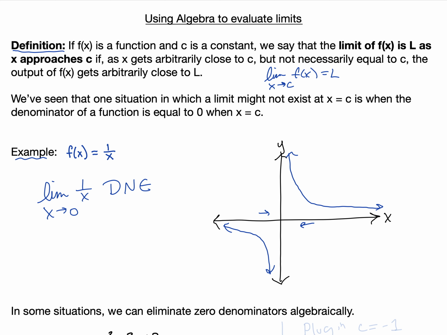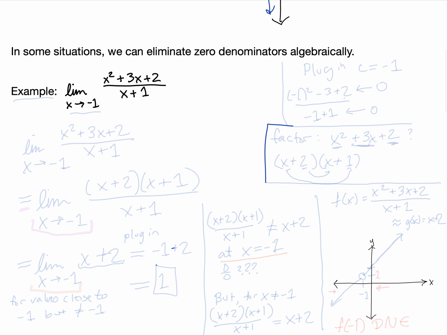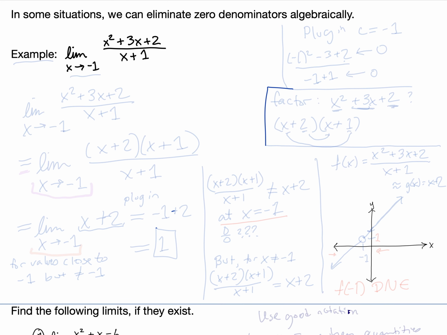So that's a pretty clear example of the kind of thing that we're avoiding. We're avoiding vertical asymptotes, either situations where both sides go to positive infinity, both sides go to negative infinity, or one side goes to positive and one side goes to negative. So there are some situations where, even though the value of the denominator at x equals c is equal to 0, the limit of the function may still exist. Here is one such example.